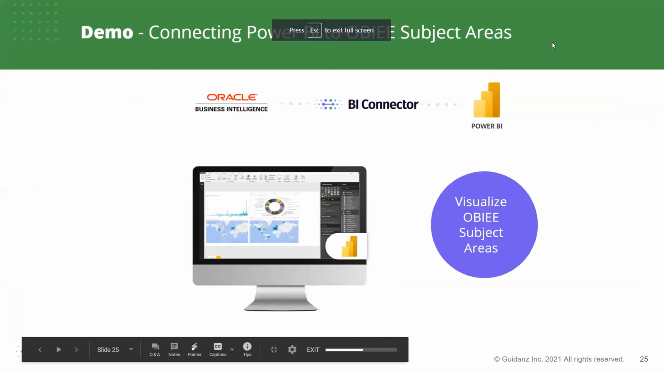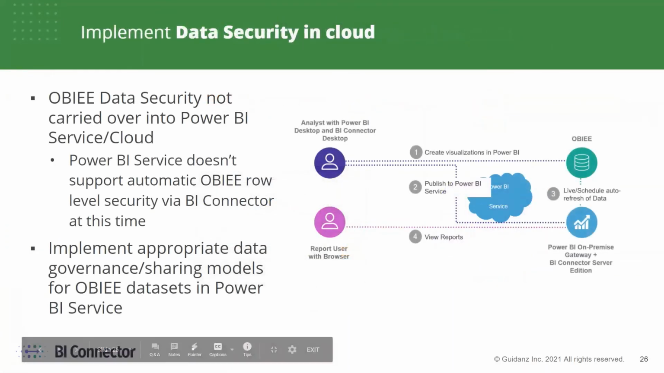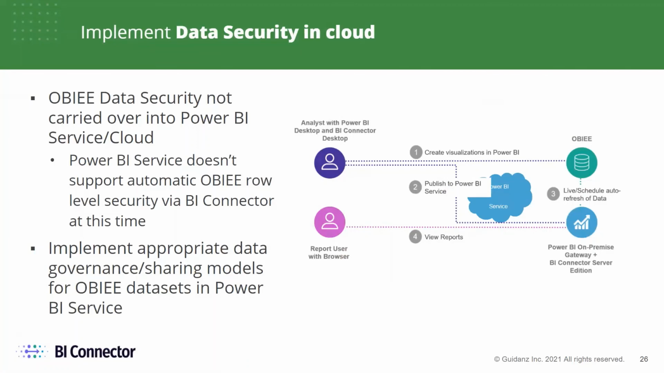And we are coming down to the last hack, which is implement data security in cloud. So OBI's data security framework is not carried over into the Power BI cloud service or cloud through BI connector. So you have to ensure that you implement appropriate data governance and sharing models for OBI datasets like you do for any other data source.